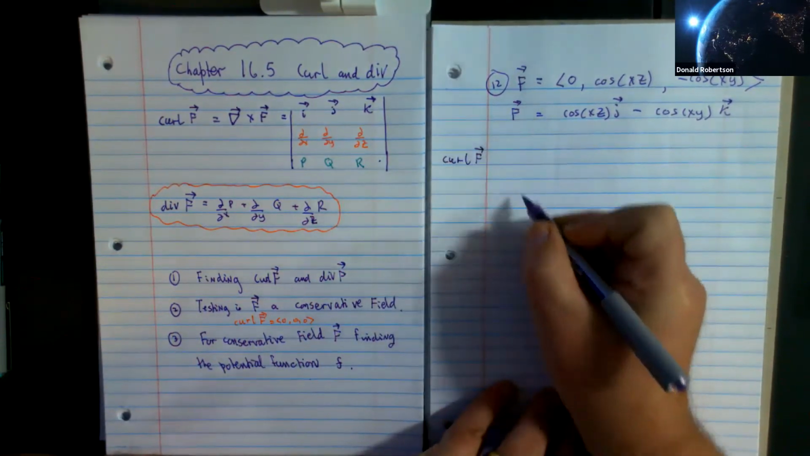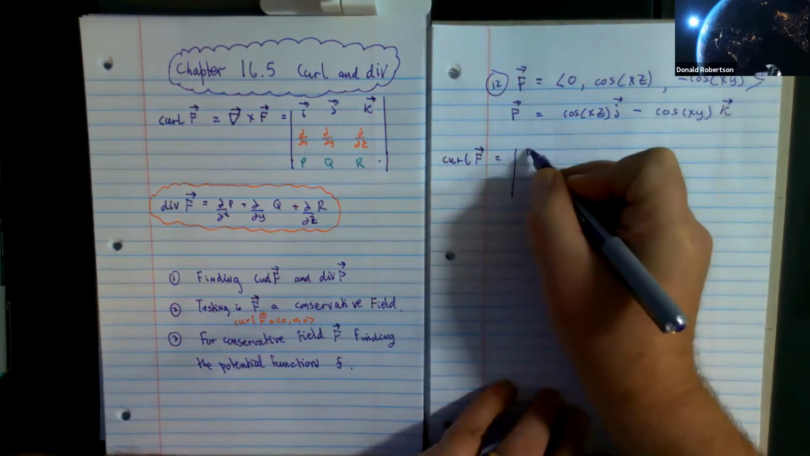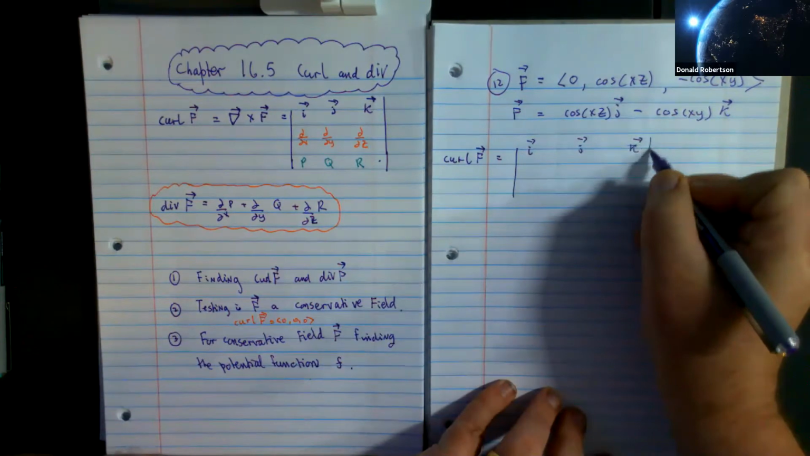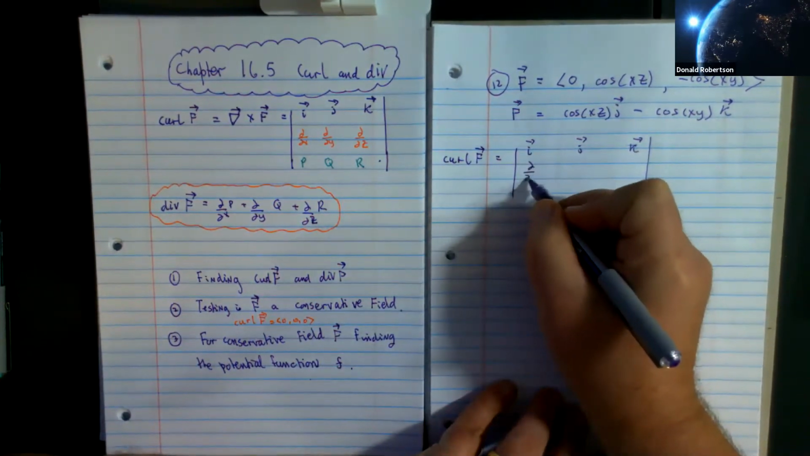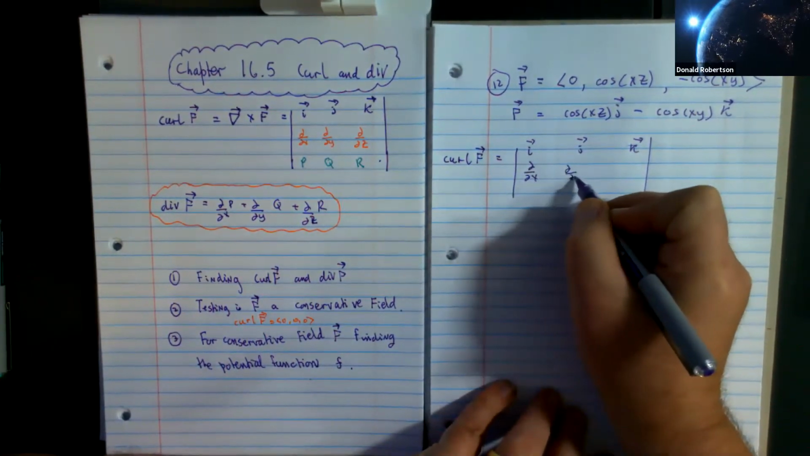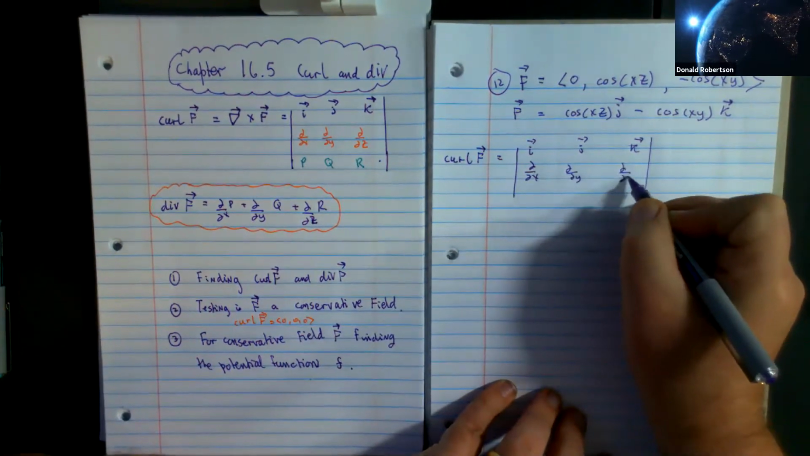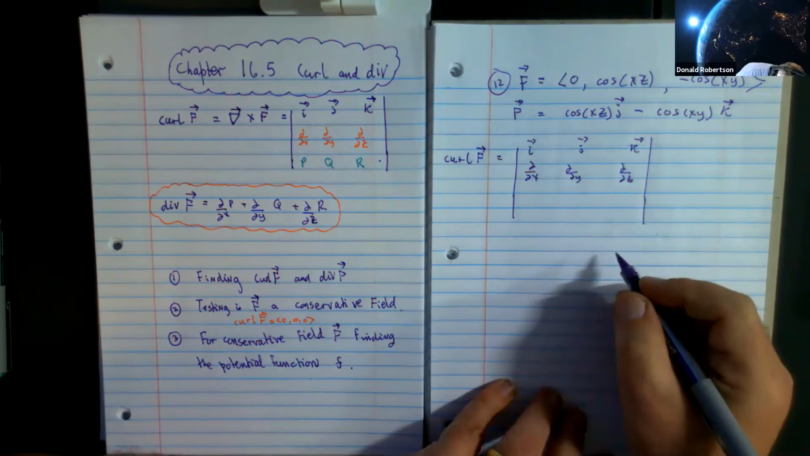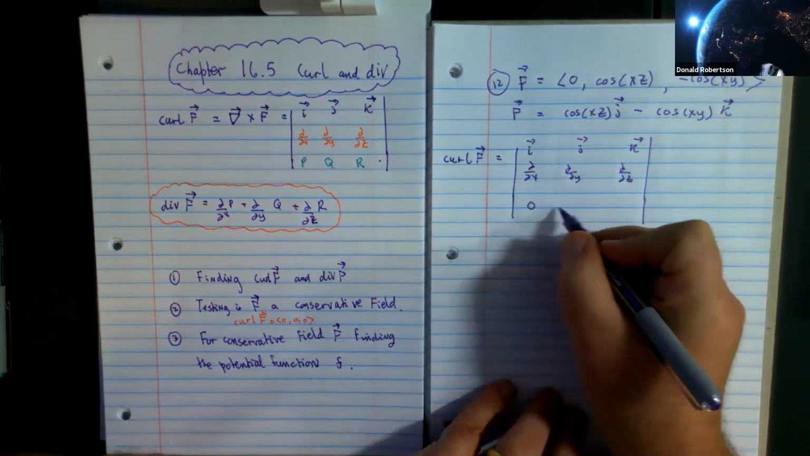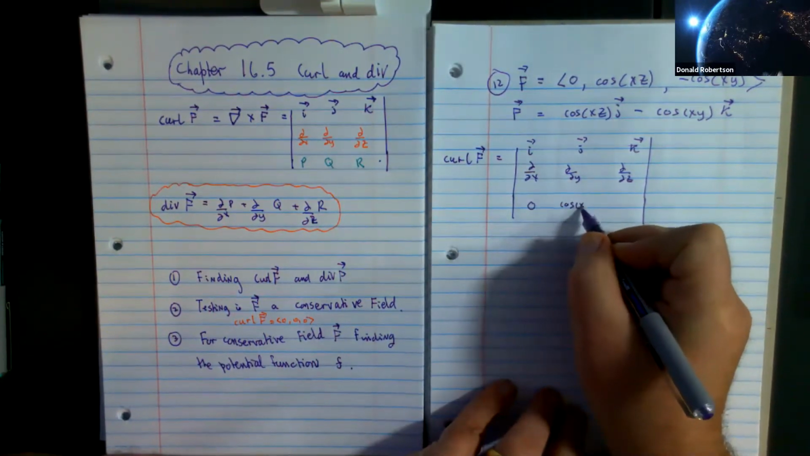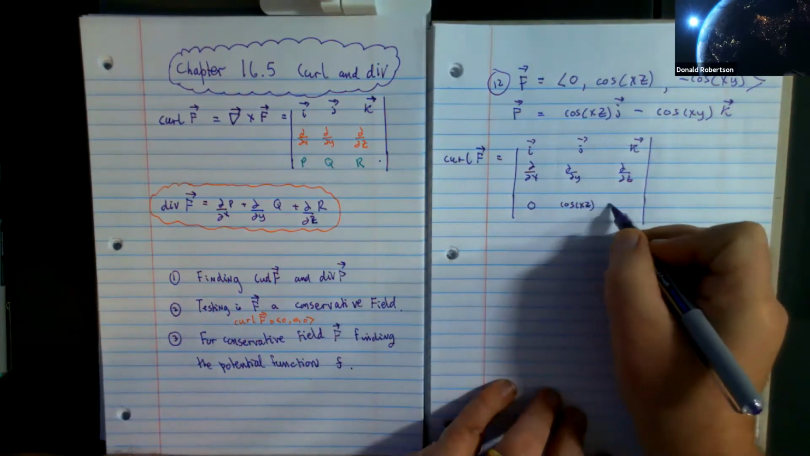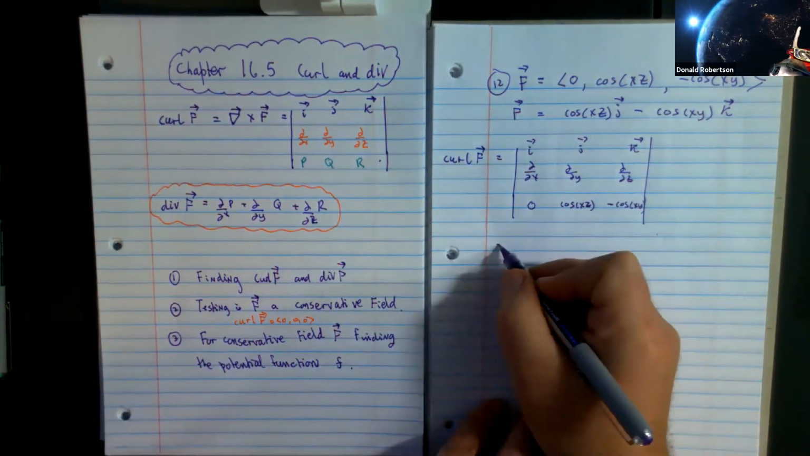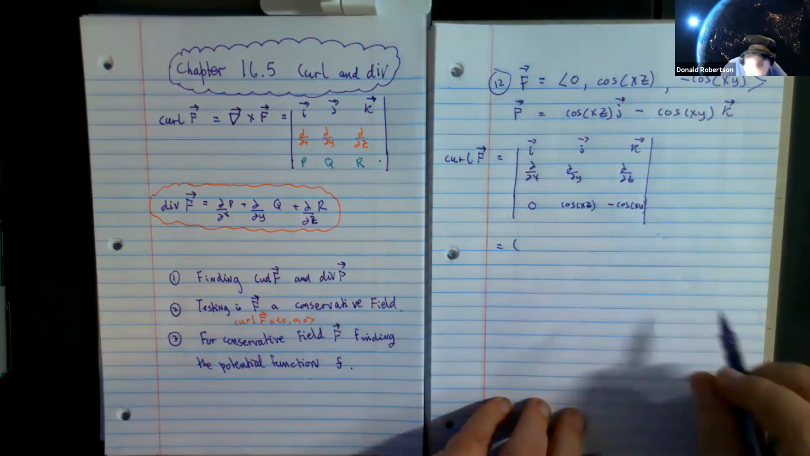So the curl of f is going to be i, j, k, those three guys. And lastly is 0, cosine of xz, and a negative cosine of xy. Okay, let's see what the i's look like.